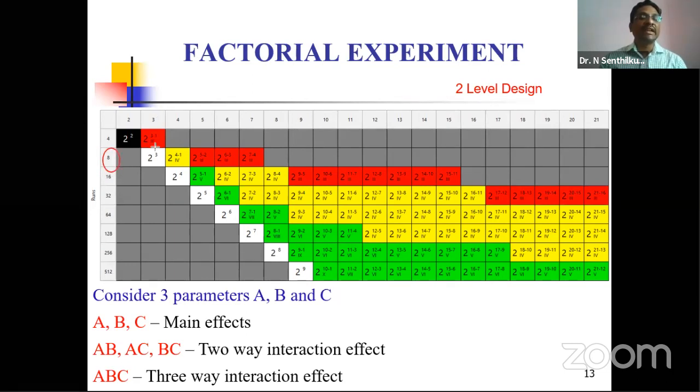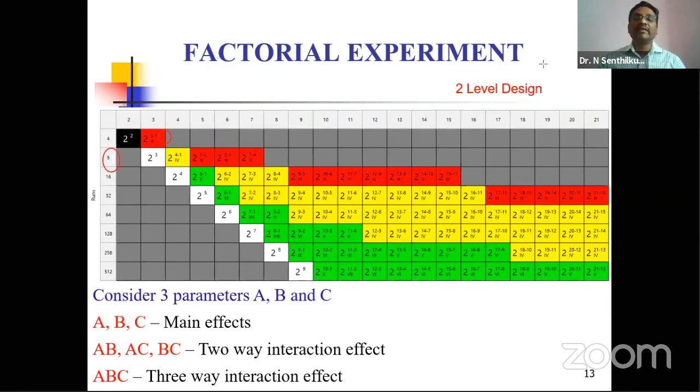But similarly, we can have this also. This red you can see here, that is 2 power 3 minus 1. Here you can see the Roman numeral 3. So what is that Roman numeral 3?